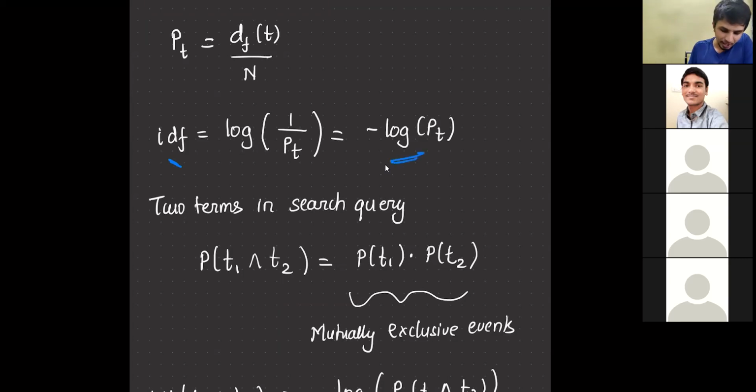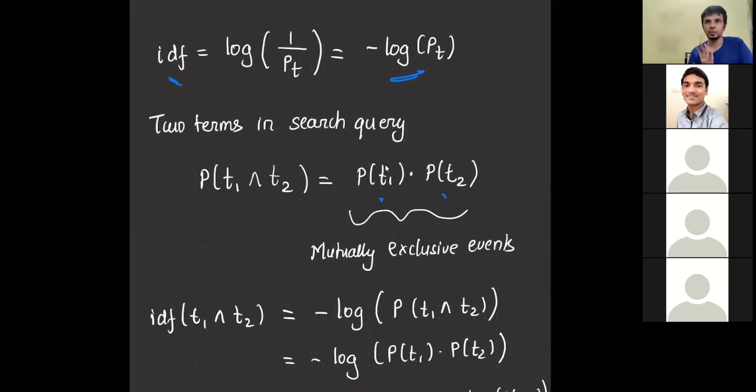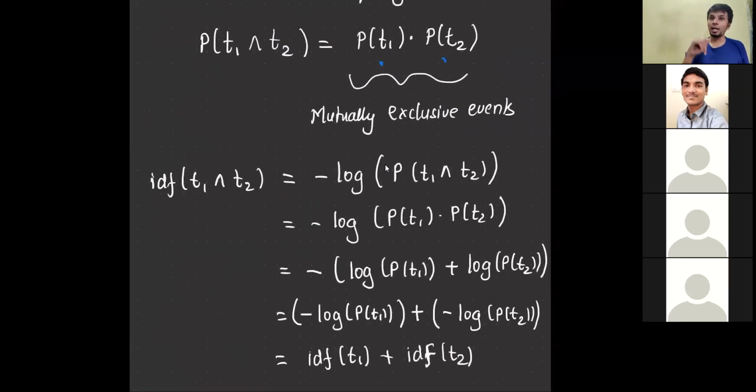This part. Now, when we have two terms in my search query, let's say two terms, they are mutually exclusive events. Which means that there is no chance that the occurrence of two words are in any way correlated to each other. So in that case, probability of T1 and T2 is equal to probability of T1 into probability of T2. Correct. So two mutually exclusive events पे probability का multiplication होता है.